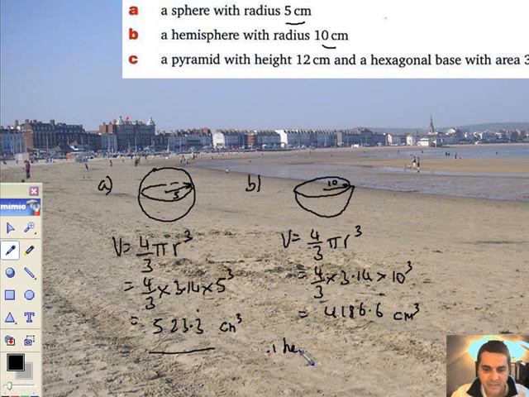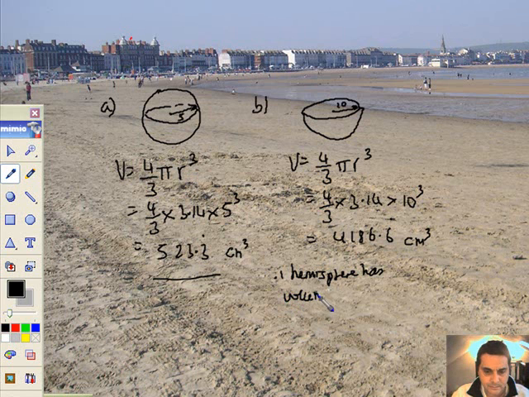Therefore, the hemisphere has volume of 4186.6 recurring all over 2, and I'll just give my answer now from my bit of paper: 2093.3 recurring centimeters cubed.